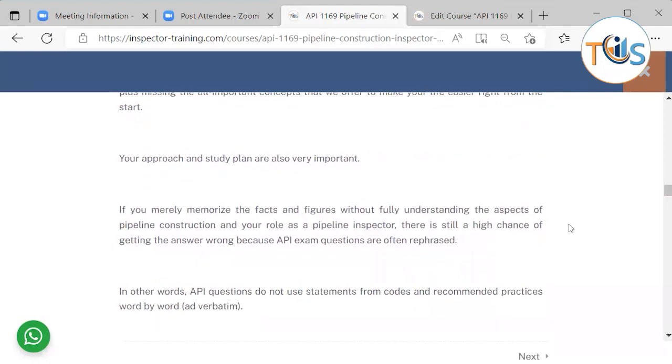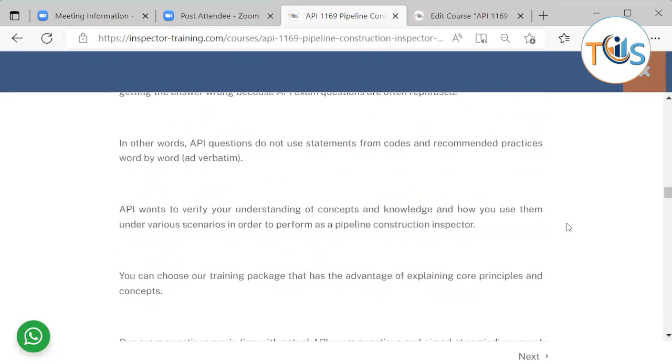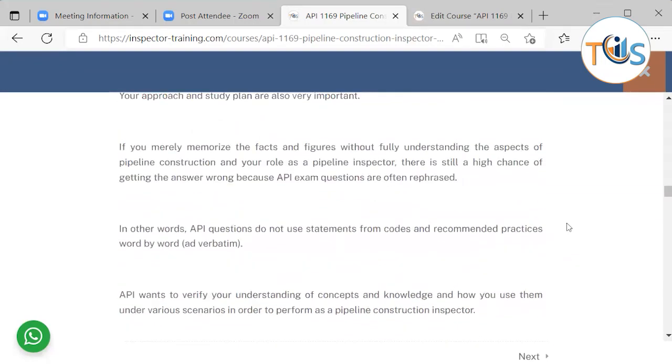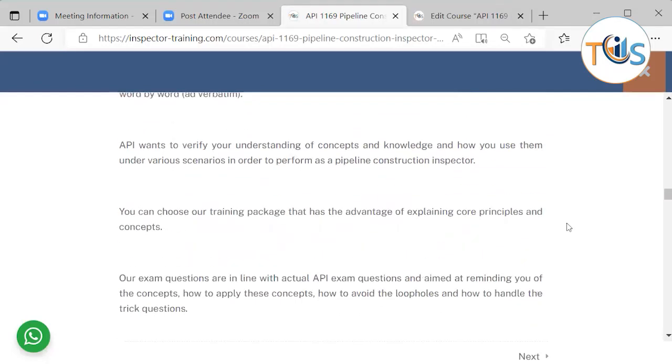Your approach and study plan are also important. If you merely memorize the facts and figures without fully understanding the aspects of pipeline construction, in your role as a pipeline inspector, there is still a high chance of getting the answer wrong because API exam questions are often rephrased. In other words, API questions do not use statements from codes and recommended practices word by word. API wants to verify your understanding of concepts and knowledge and how you use them under various scenarios in order to perform as a pipeline construction inspector.